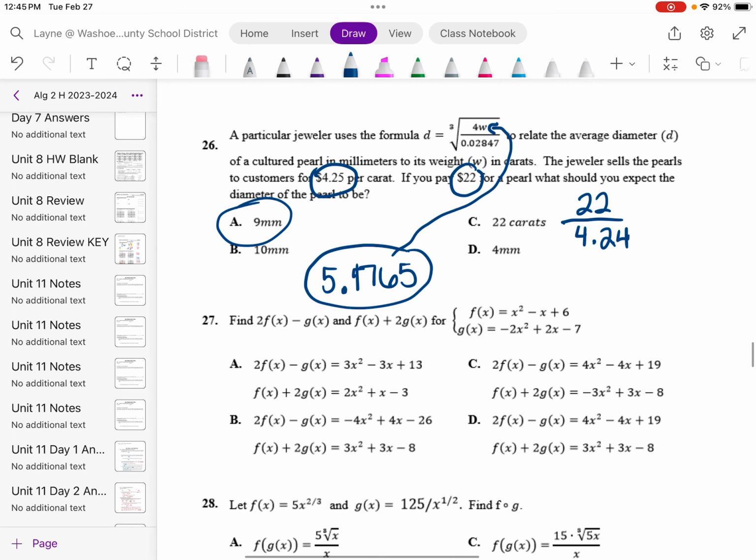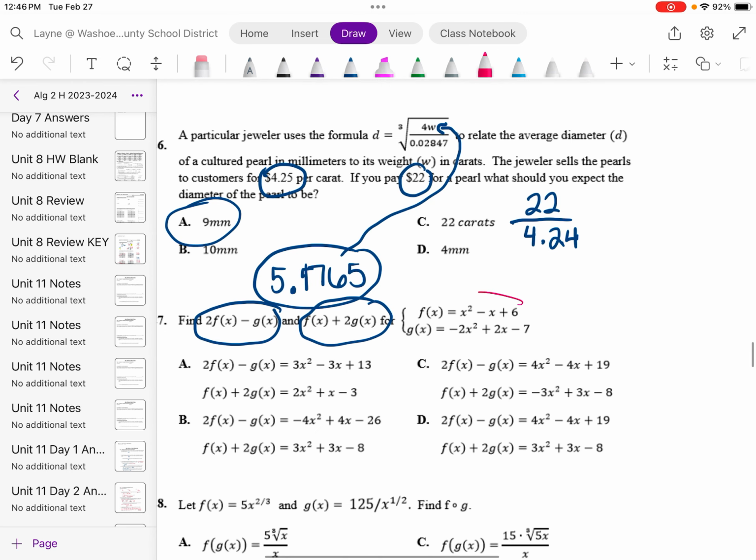Moving on, number 27. Find 2 times f of x minus g of x and f of x plus 2 times g of x for those two functions. It just means that we're performing these operations, two different problems. So the first one, we're going to do 2 times f of x and then subtract g of x from it. I'll do that off to the side.